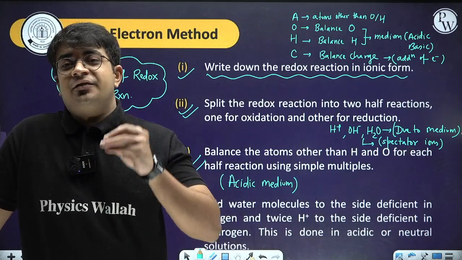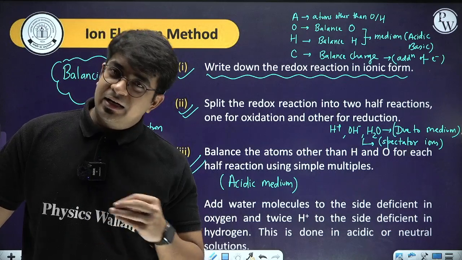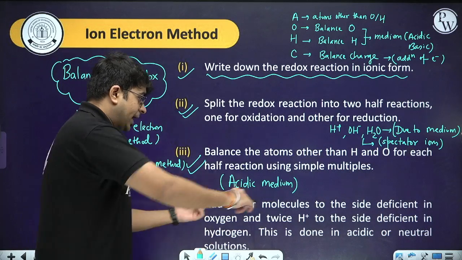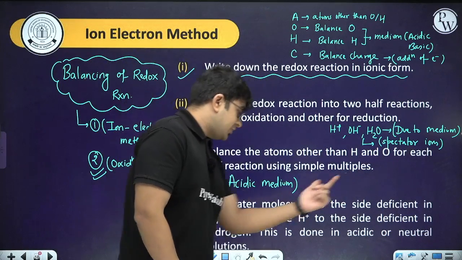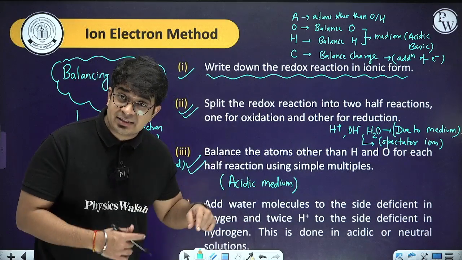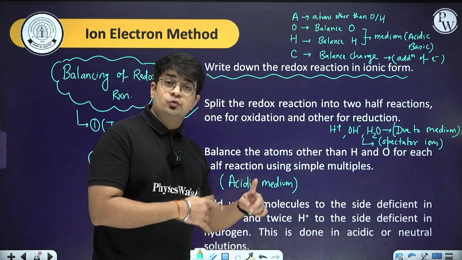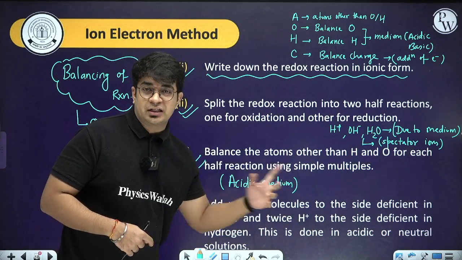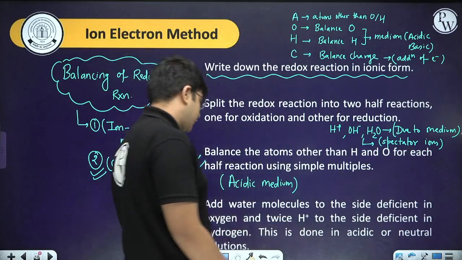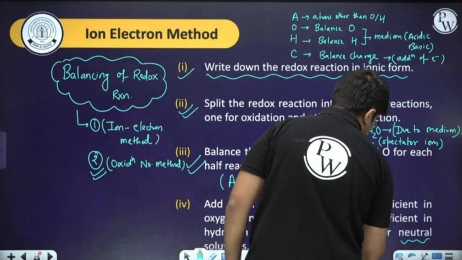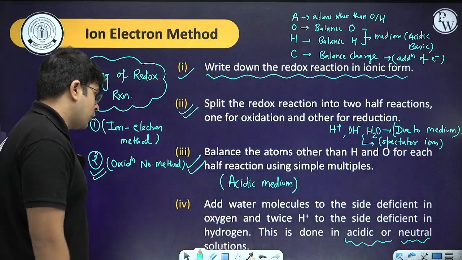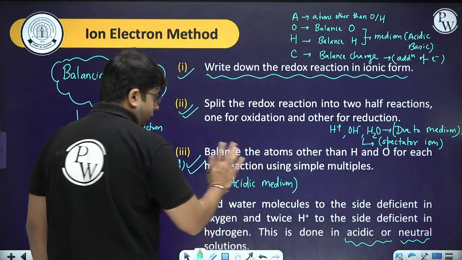If that side is deficient in oxygen, add the required number of water molecules on that particular side, and twice the number of H positive to the exactly opposite side. This is done in mostly acidic medium and in certain cases of neutral medium. This process is highly useful. I hope this part is clear. This is for acidic medium.